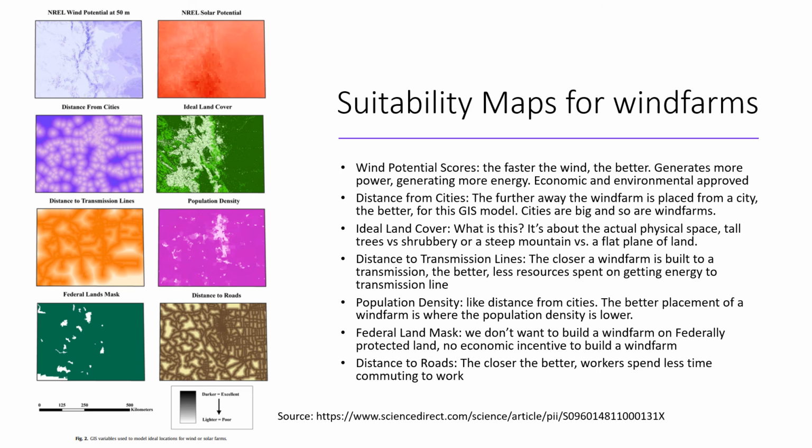Moving forward, population density follows a similar train of thought to distance from cities, where lower population density is better. Moving on to federal landmass, we don't want to build a wind farm on federally protected land. We want to keep our national forest parks as untouched as possible. Lastly, wind farms located closer to roads is better because the working staff spend less time commuting to work.